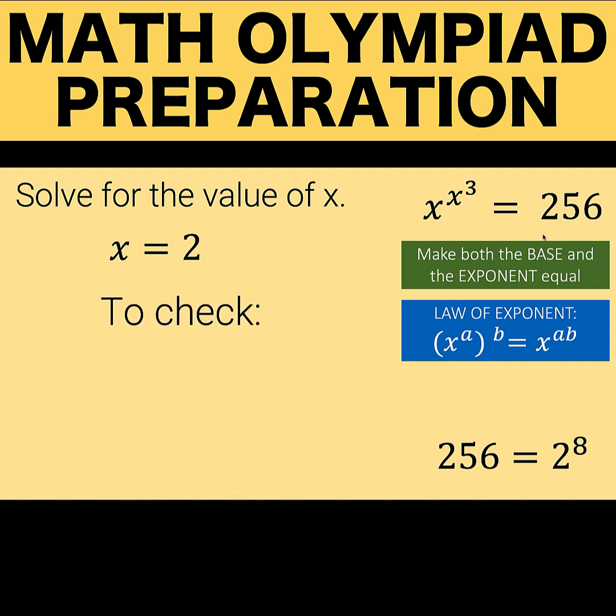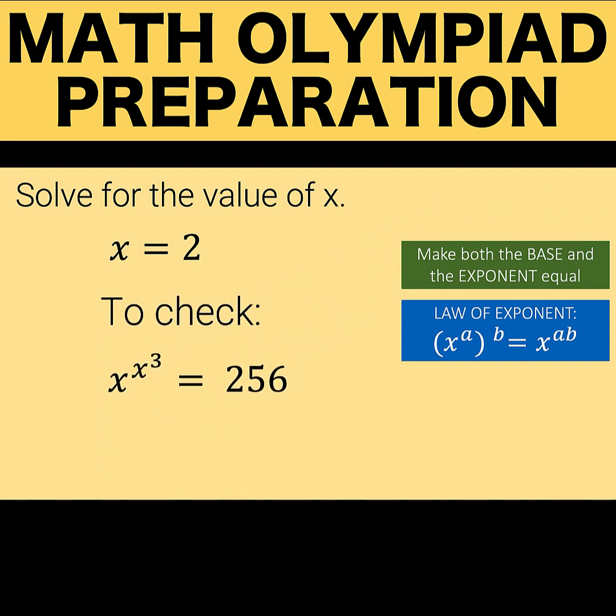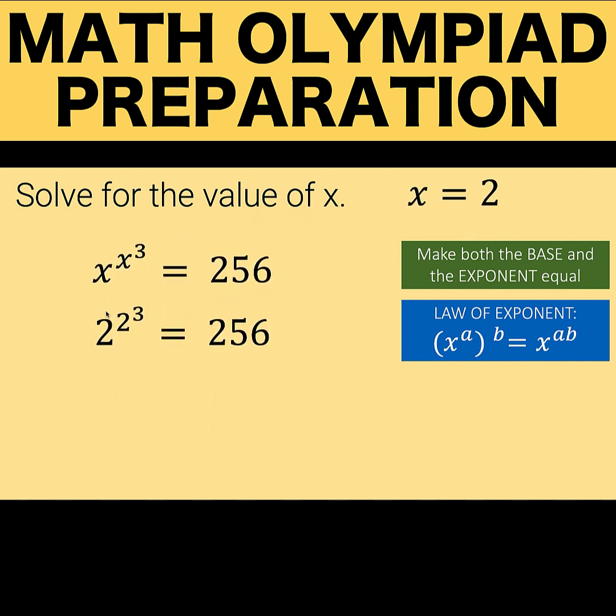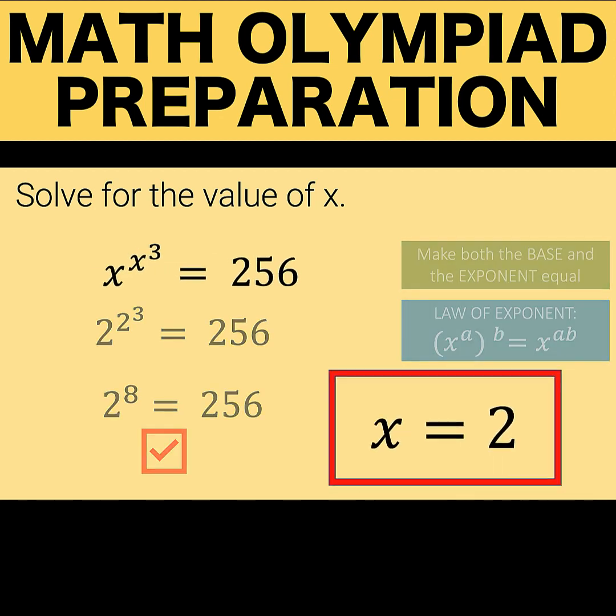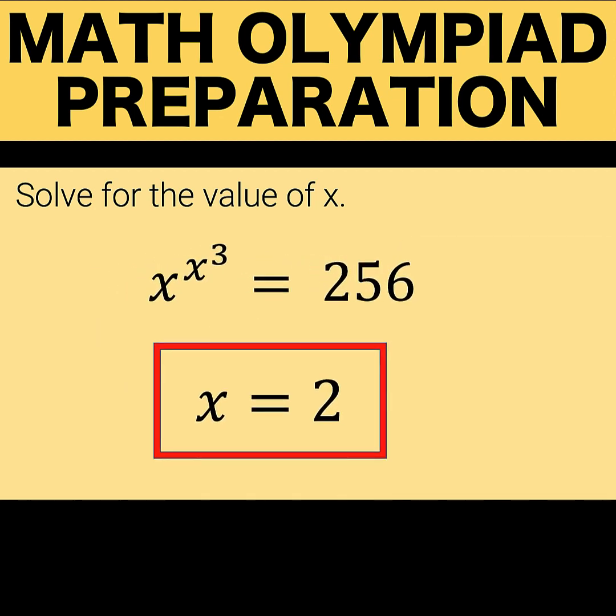So let's check if this is correct. Substituting now x equals 2 into the original equation, we have 2 raised to 2 cubed equals 256. When we evaluate this tower of exponents, we evaluate first the top, 2 to the third, which is equal to 8, and then we copy the base, and then we evaluate 2 to the 8, and that is indeed equal to 256. So x equals 2 is our final answer. And this problem is now solved.